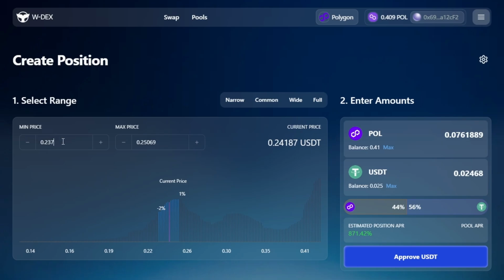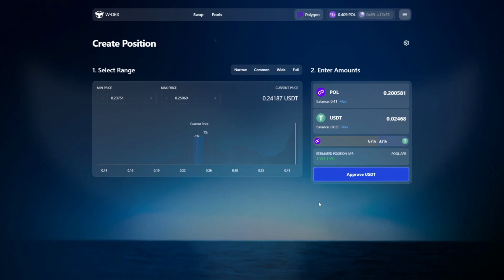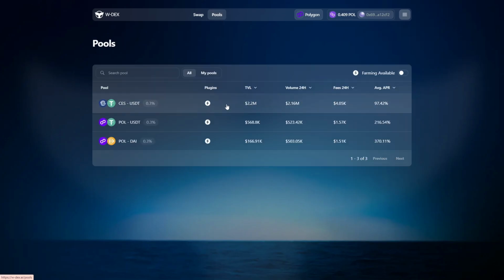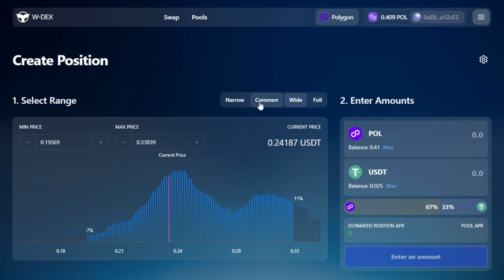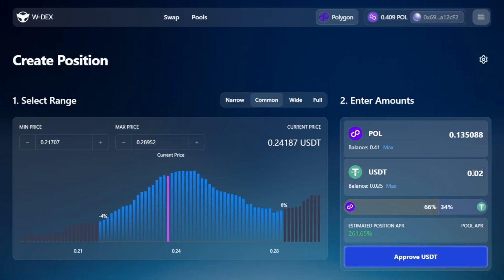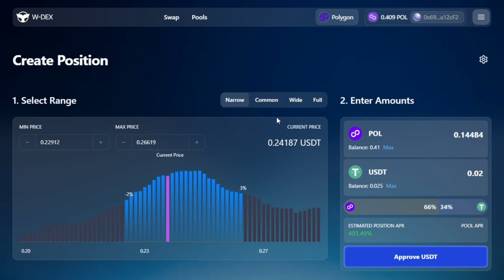When setting the minimum and maximum price, it's important to keep in mind: the narrower the range, the higher the potential return, provided that trades occur within the specified price range. Users can also combine strategies by creating multiple positions in the same liquidity pool simultaneously, thus diversifying their risks. After selecting the price range, enter the amount of tokens you want to contribute to the liquidity pool. The system will automatically recalculate the token ratio required to create the position based on the selected price range.